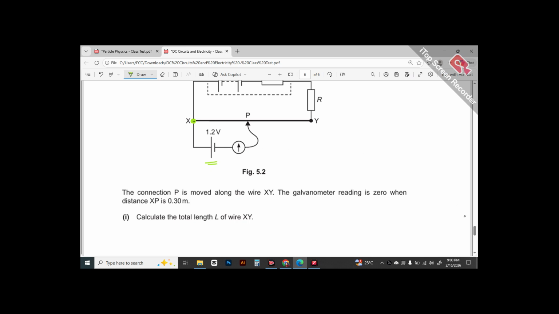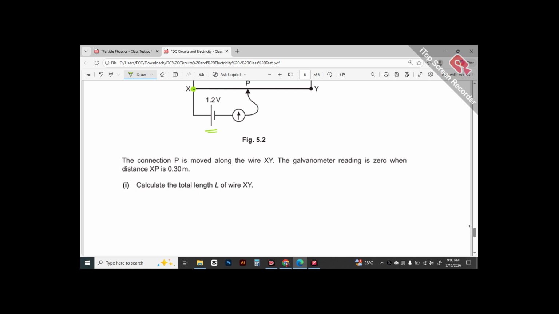So what we have to do is, they are saying कि pointer को हमने along the wire move करवाया and galvanometer ने एक point पर आकर मुझे deflection 0 दे दी. अब आप मुझे बताएं इस वायर की टोटल लेंथ क्या है.